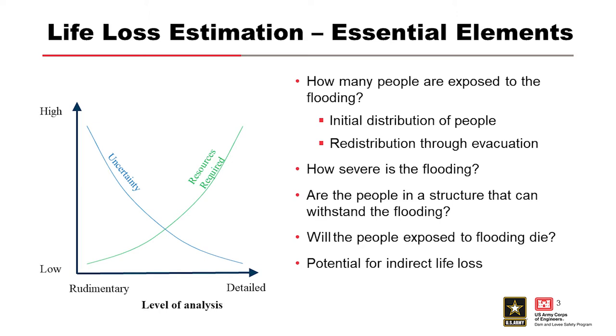And then another one that we'll talk some about is the potential for indirect life loss. So there's direct life loss where people come in contact with the flood, and then there's indirect life loss because you have a large regional event, it upsets the infrastructure there, it puts people that are already in a vulnerable situation in an even worse situation. And we've seen historically that indirect life loss can be very significant, especially for those larger events. So we'll talk about that.